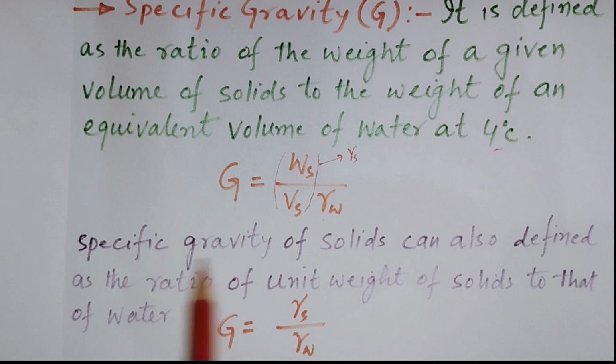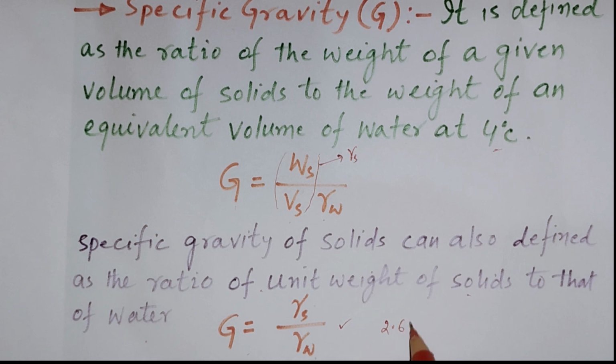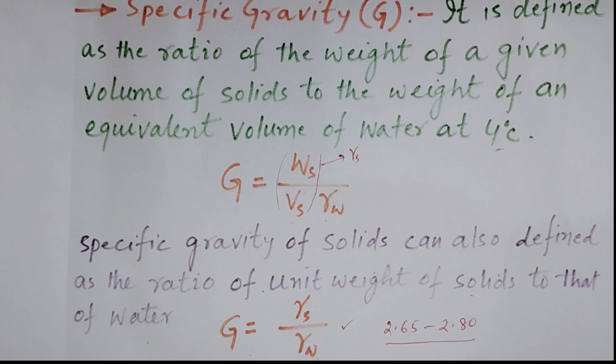So we have another definition of specific gravity. Specific gravity of solids can also be defined as the ratio of unit weight of solid to that of unit weight of water, that is G is equal to gamma S by gamma W. Remember, the value of G for a majority of soil lies between 2.65 to 2.80. This has to be remembered. Sometimes in the lab we get values somewhat different, so keep in mind that its value is normally between 2.65 to 2.80.